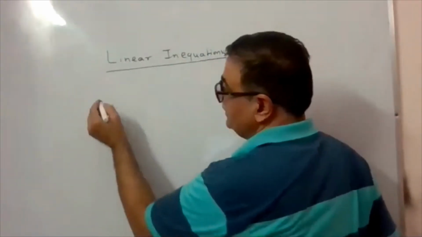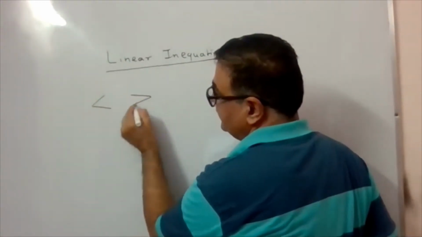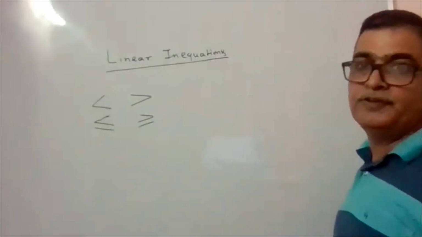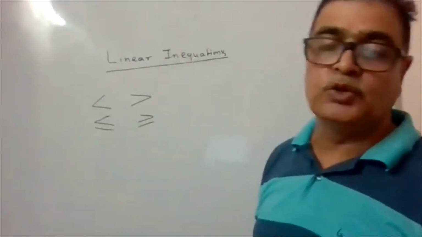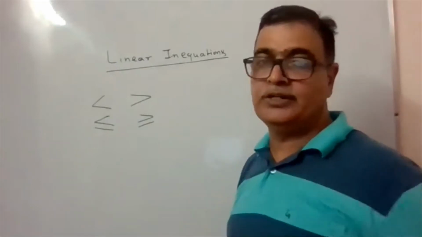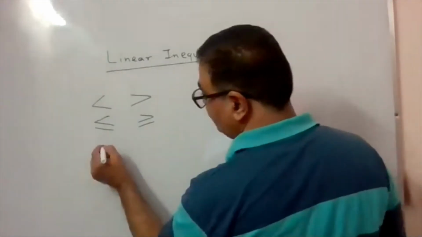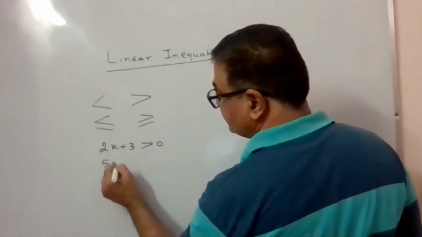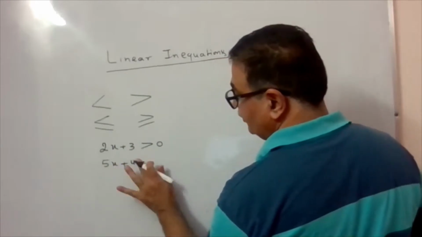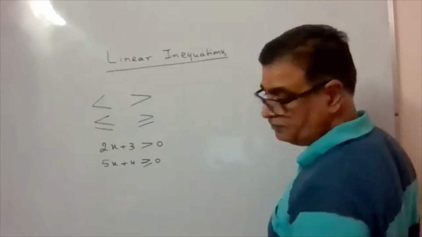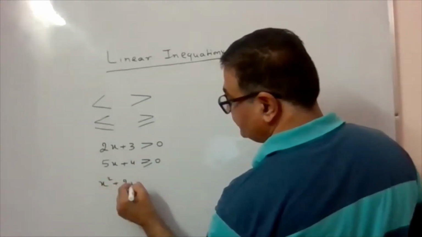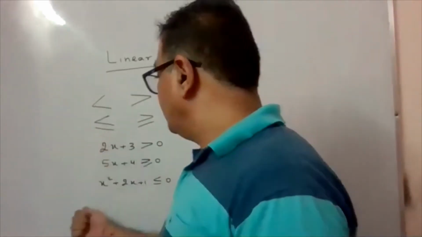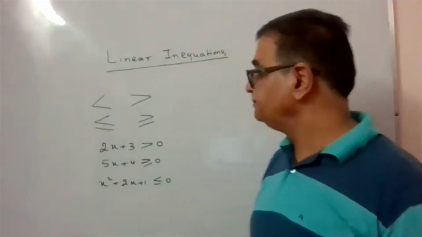What are the inequation signs here? Inequality signs: less than, greater than, less than or equal to, greater than or equal to. So these signs, if involved in certain statements, we will call those statements linear inequalities or linear inequation. For example, 2x plus 3 greater than 0, or 5x plus 4 greater than or equal to 0, or x square plus 2x plus 1 less than or equal to 0. So these all are called inequations.